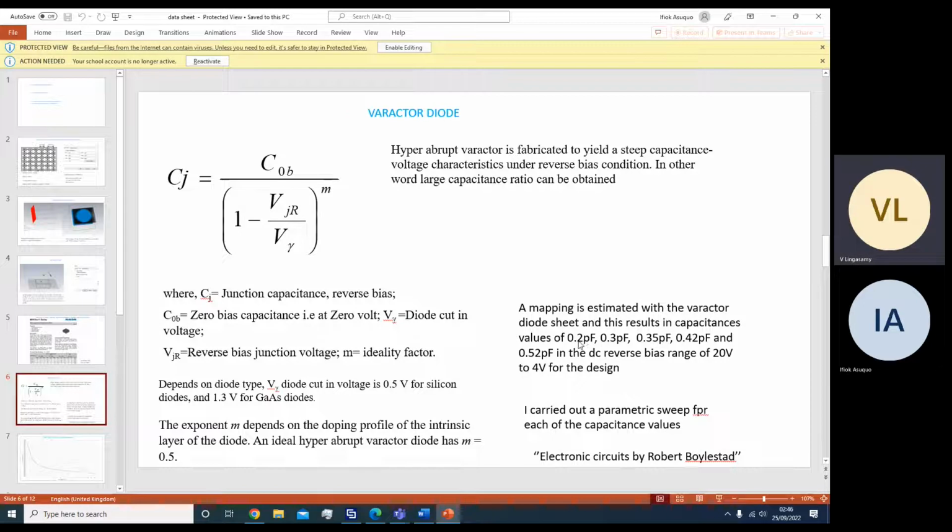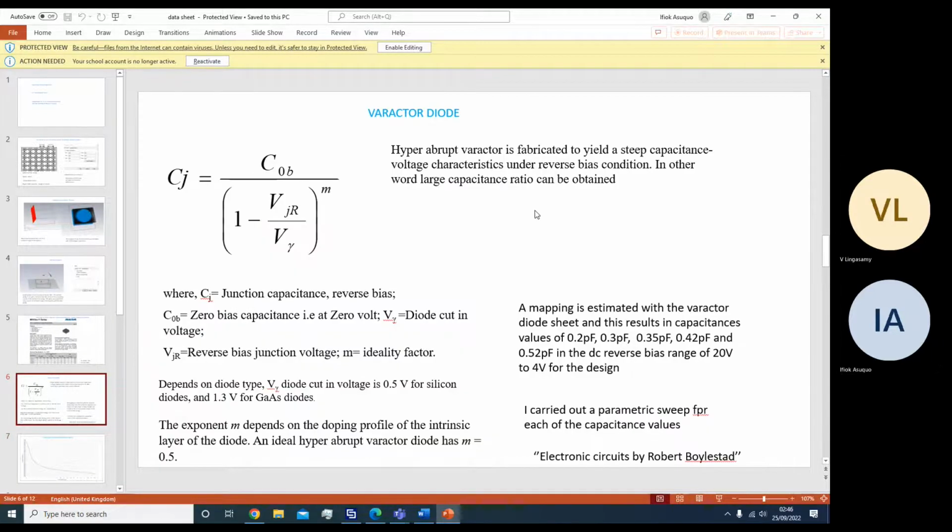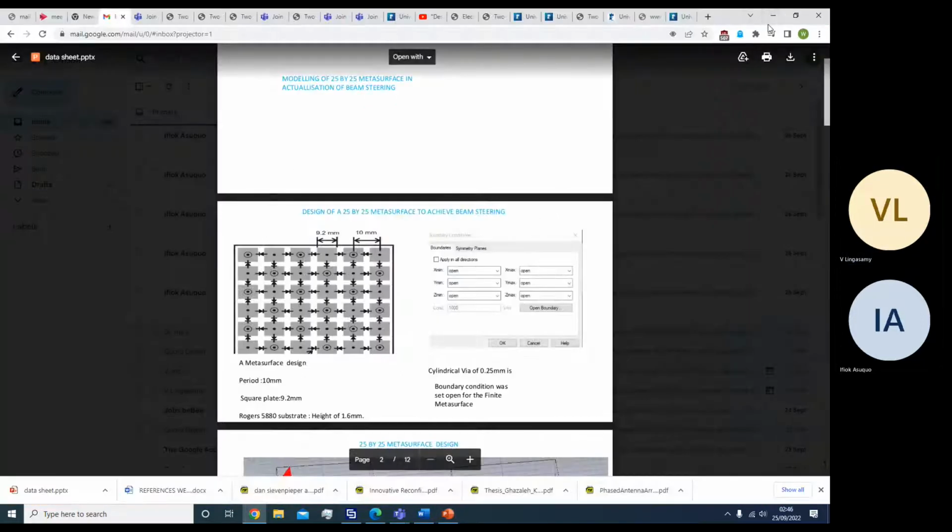So 0.2 to 0.8, ranging from the highest voltage of 20, which has lower capacitance, 0 to 0.2, like that. Do you understand me? So when I did the MATLAB simulation, you take the appropriate value of the mapping capacitance for the varactor. That's what I did. That was the sweep I did.